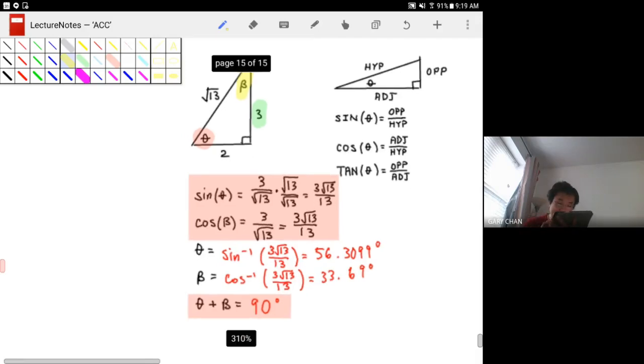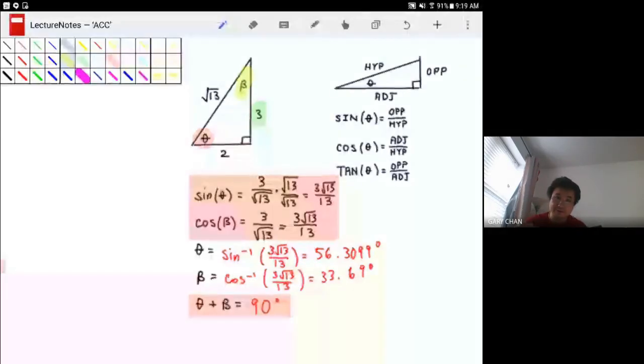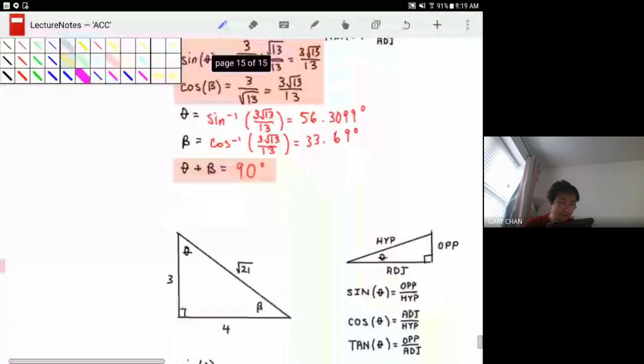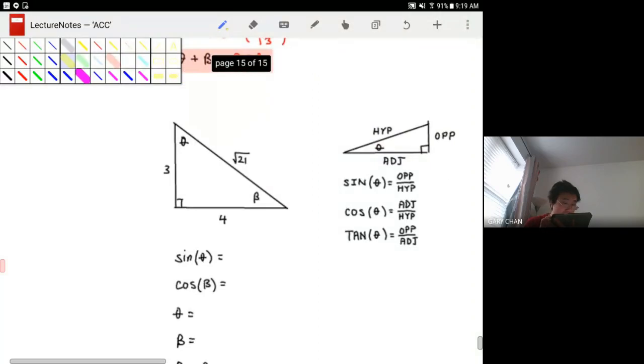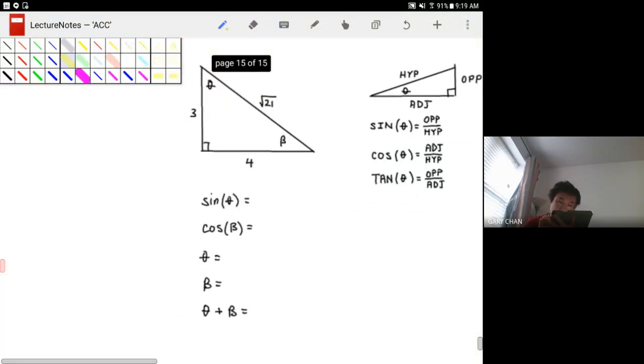So let's take a look at another example where this identity repeats again. And again, to reiterate, this is not a coincidence. Let's take a look at another scenario. Let's take a look at this one. Very, very similar.